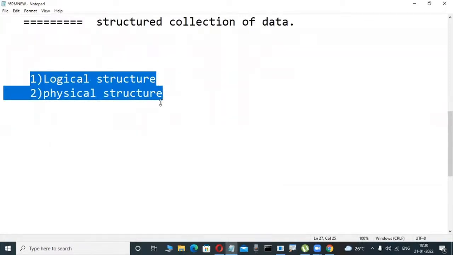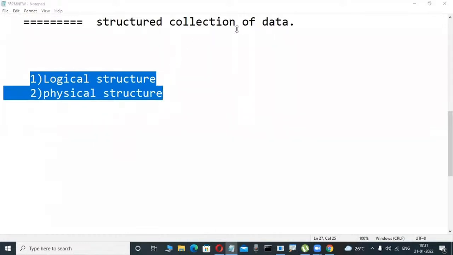Anybody in our class, maybe computer students from an academic background, there is some DBMS theory, the database management system paper, in MTech, MCA, BTech, BCA, MSc computers. Tell me briefly, what is the difference between logical and physical structure? Anybody have an idea? It's easy, not difficult.